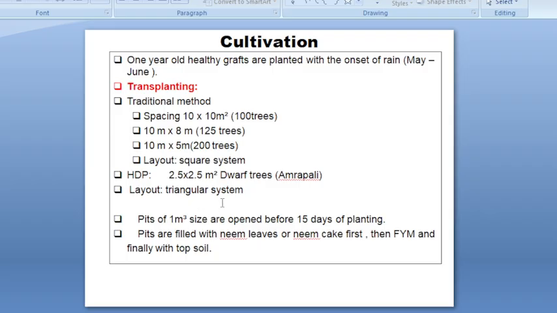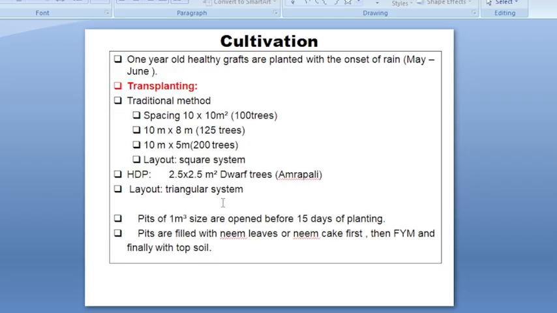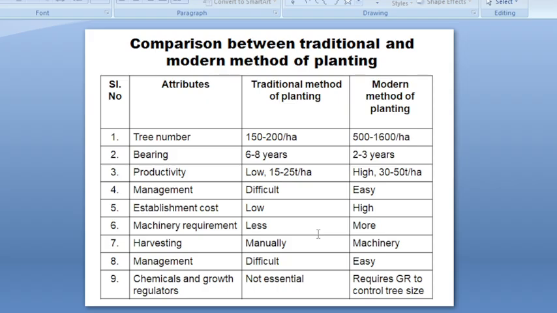Next, we prepare the pits. The length, width and depth are 75 centimeters to 1 meter. We prepare pits of 75 centimeter to 1 meter size, and we plant the grafted plants in that particular pit. We can fill the pit using neem leaves, neem cake, FYM, and even topsoil.